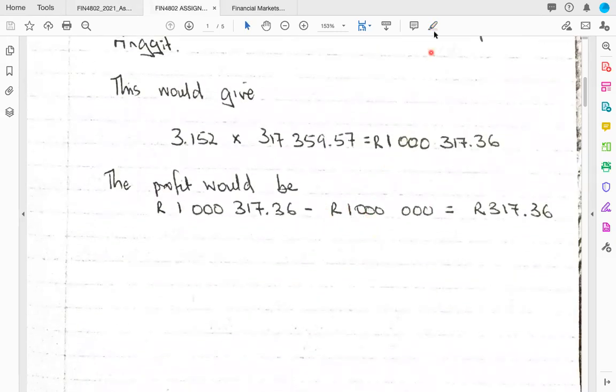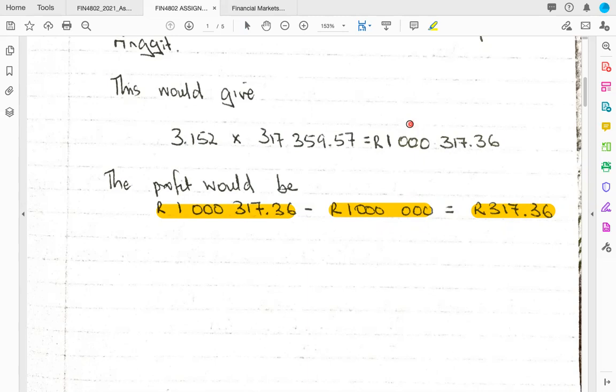Initially, we entered into this transaction with a million rand. Now we've obtained 1,317,000.36 from RHB Bank, meaning our profit on the 1 million rand is 317 rand 0.36. It's not a lot of profit, but nevertheless, there is a gain. Maybe if the company would put in even more money, like 10 million or 100 million, the profits would increase.